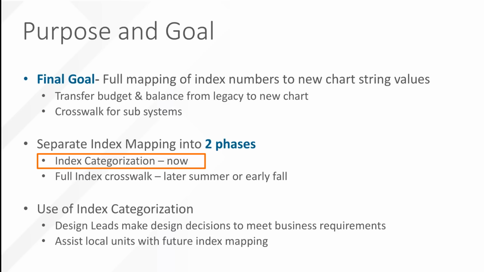So once the index categorization is complete, the design leads will take this information in order to make design decisions on how to configure the new system. And this will also help all of the end users when we get to the full index crosswalk in phase 2, if they've already gone through the initial index categorization phase.